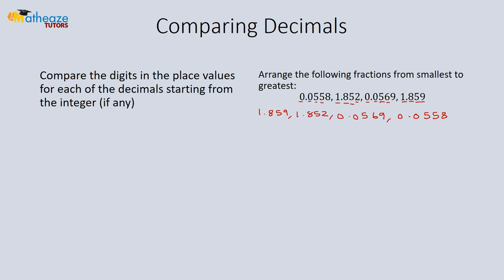So if we want to write it from the smallest to the greatest, we have 0.0558, 0.0569, 1.852, and 1.859.